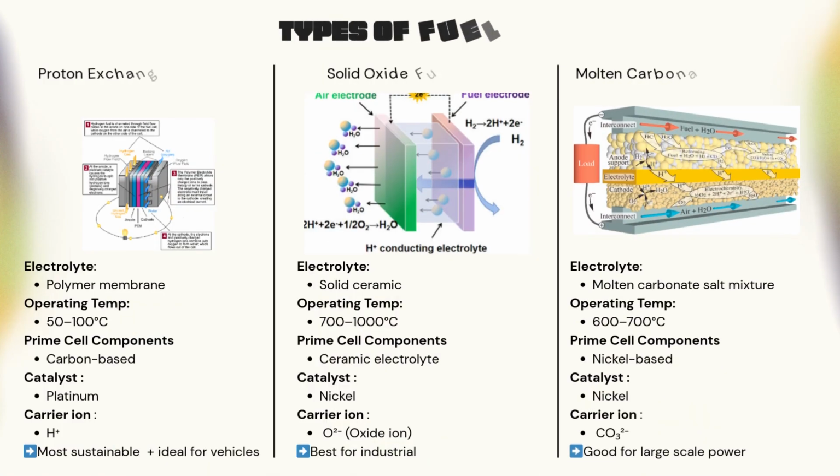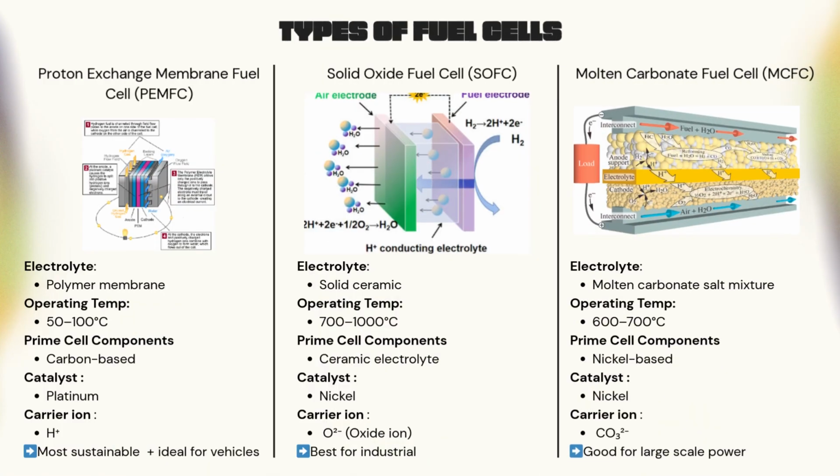Okay, for my part, I will briefly explain the 6 types of fuel cell. First, proton exchange membrane fuel cell. It uses a polymer membrane, operates at 50 to 100 degrees Celsius and uses platinum with H+ ions. It is the most suitable and ideal for vehicles.